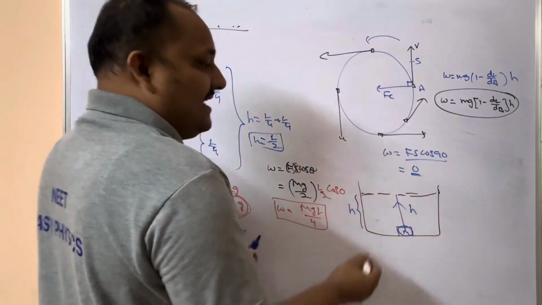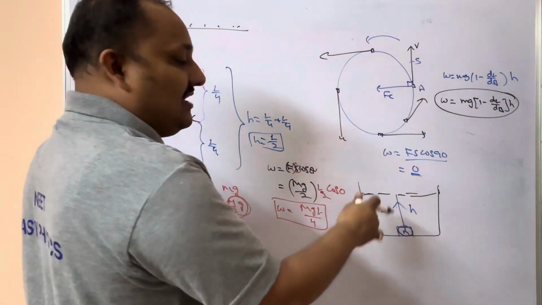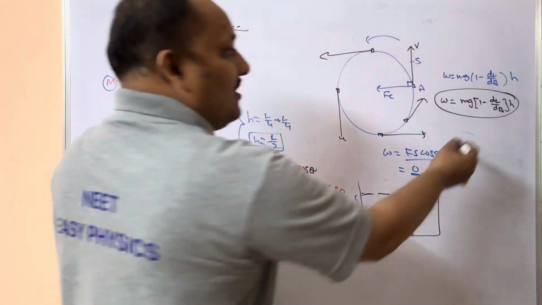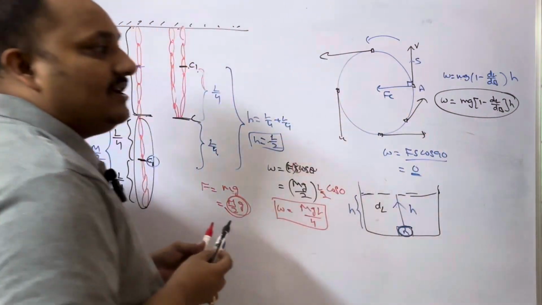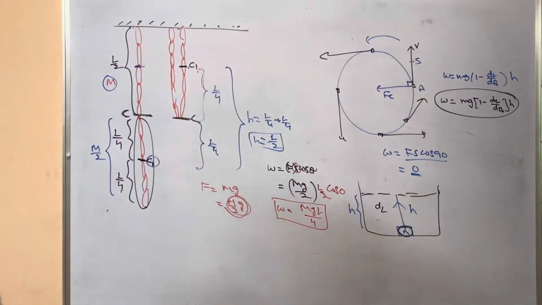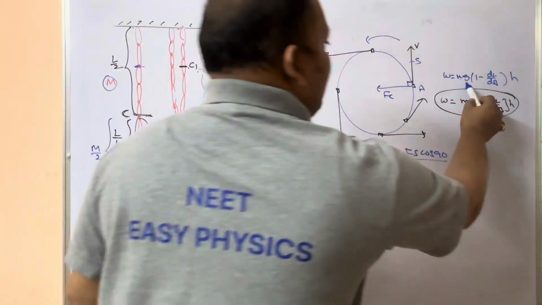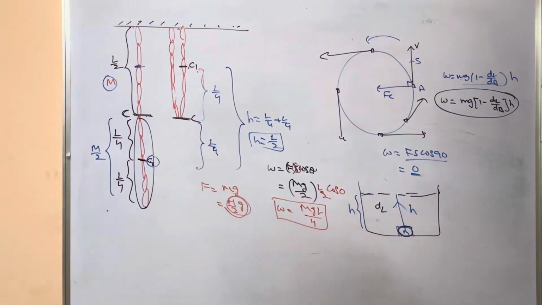What is dL? The density of this liquid. If water is there, you should take the density of water. What is dB? The density of this body, they are going to give. At that time you have to use that equation. This derivation we will get in our fluid mechanics lesson.